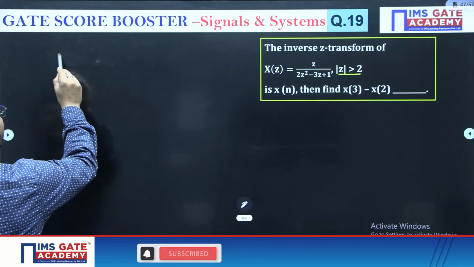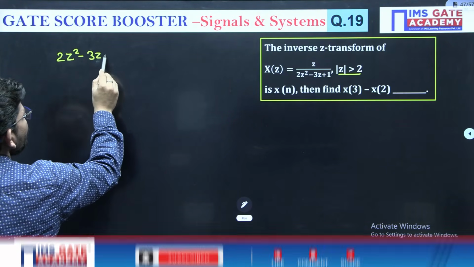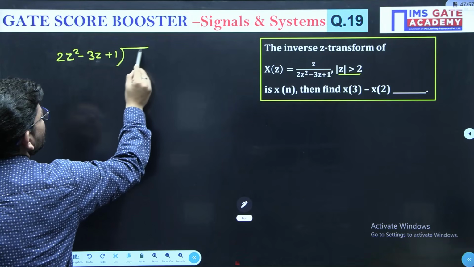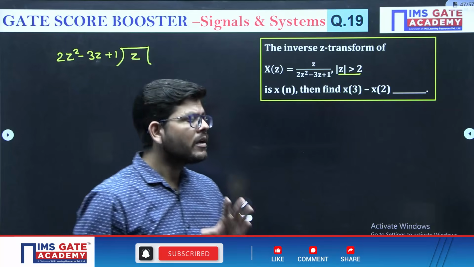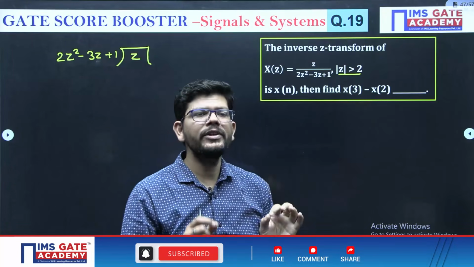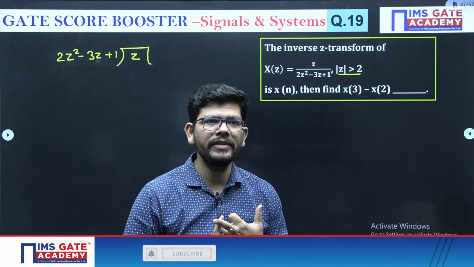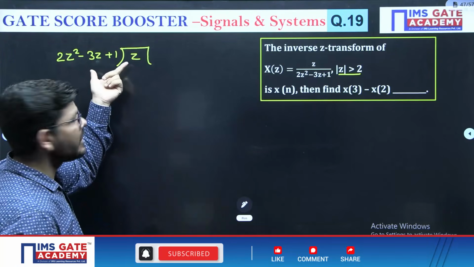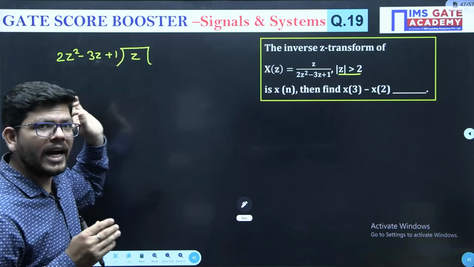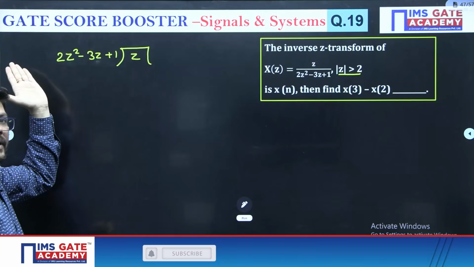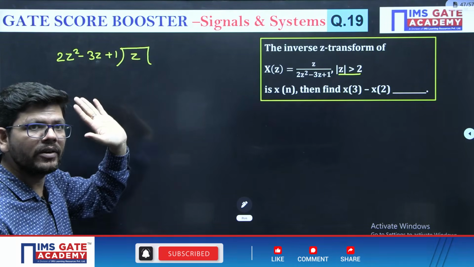After that, just divide 2z square minus 3z plus 1. We have to divide by z. Why are we going to divide? Whenever we have to find the coefficient, we will do this. Remember, whenever we have to find the coefficient, we will do the division. Now division will be done by arranging in descending order if ROC is greater. If ROC is less, we would have arranged it first in ascending order of z, then divided. Okay, so remember these facts.